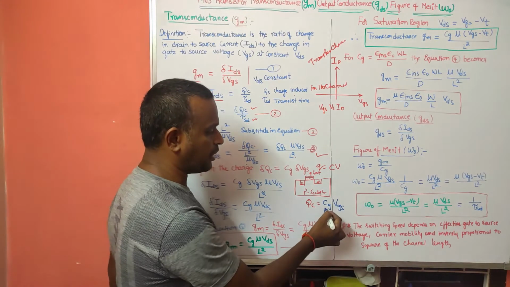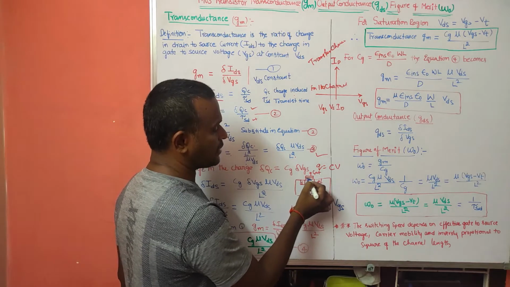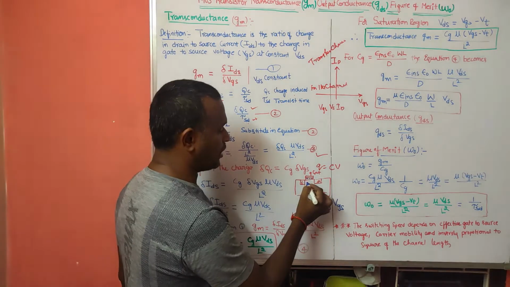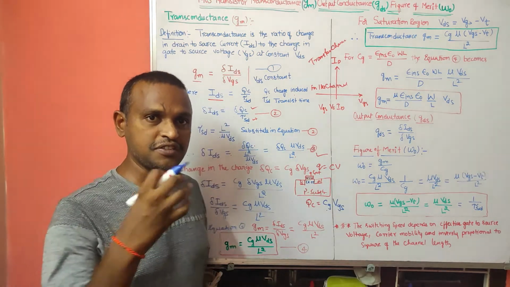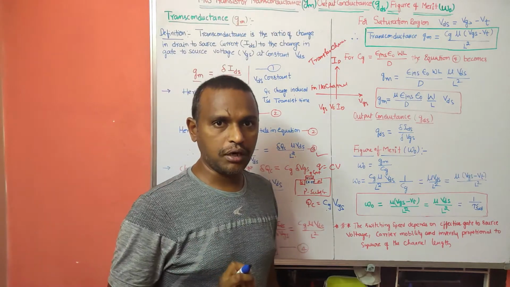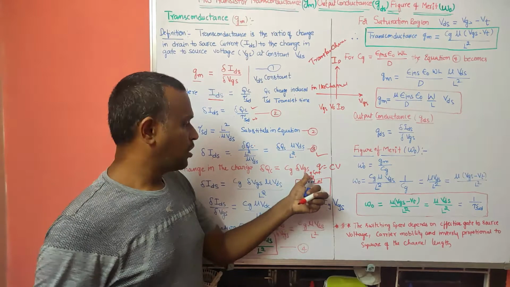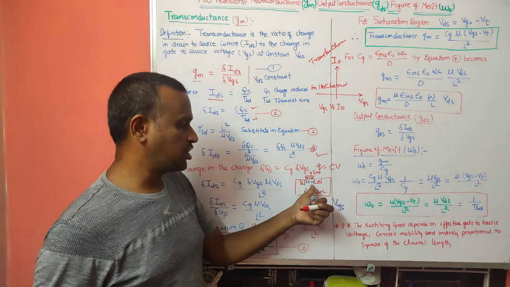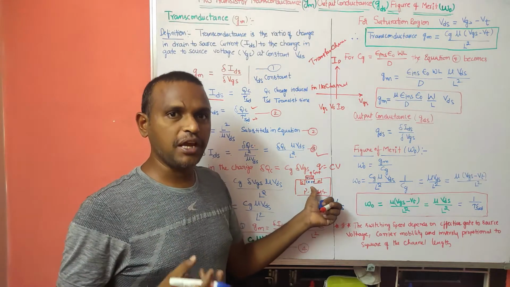I represent this as Cg because here we have the SiO2 layer. Under this, electrons will be accumulated, that is, an inversion layer is accumulated. That charge we require. If you apply a positive voltage here, a negative charge will be induced.